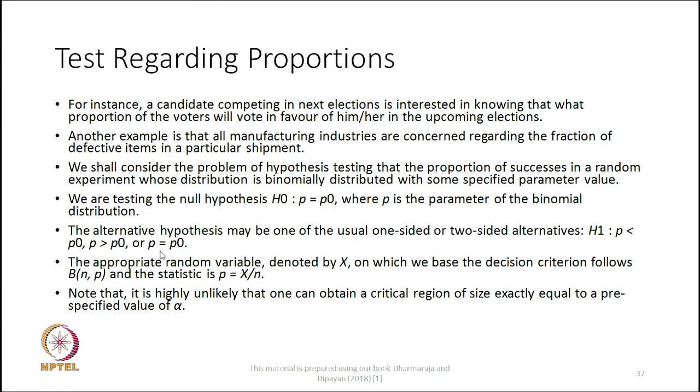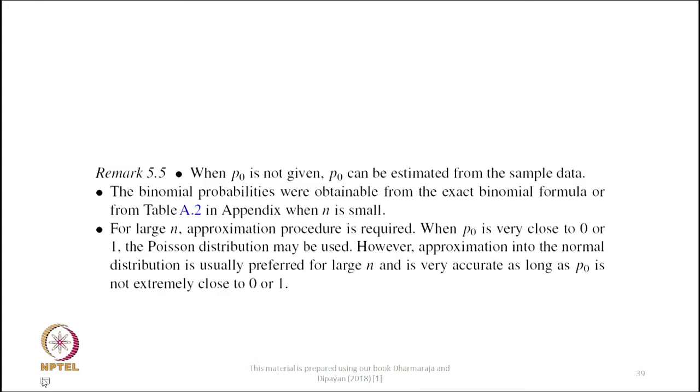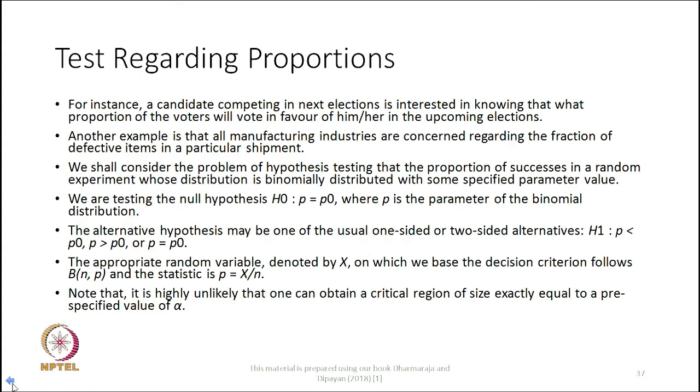If the null hypothesis is P is greater than or equal to P naught, then the alternate hypothesis is P is less than P naught. If the null hypothesis is P is less than or equal to P naught, then the alternate hypothesis is P is greater than P naught. The last one has to be P is not equal to P naught; there is a correction in it.